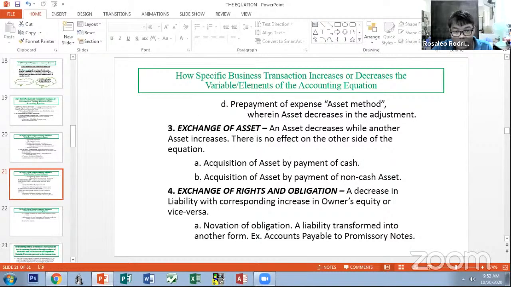Then there is what we call exchange of asset, which summarily has no effect on the other side of the equation because the effect is only on the asset side. An increase in one asset and another kind of asset decreases, coming from that same transaction. Also, payment of non-cash assets. So acquisition of an asset can also be paid with a non-cash asset. Barter, that is nowadays very prevalent. Barter, online barter.